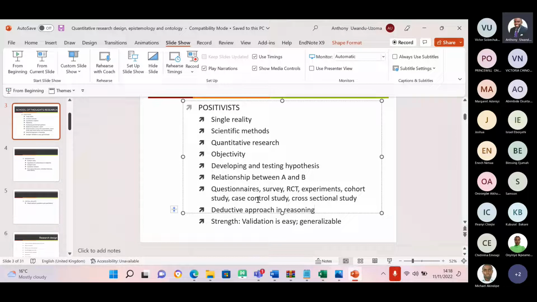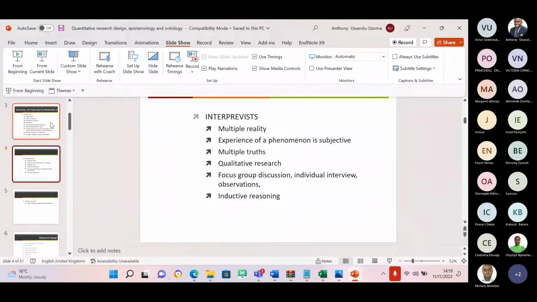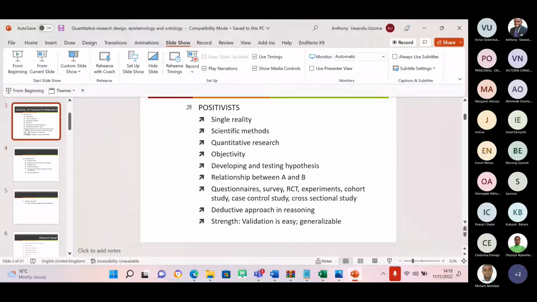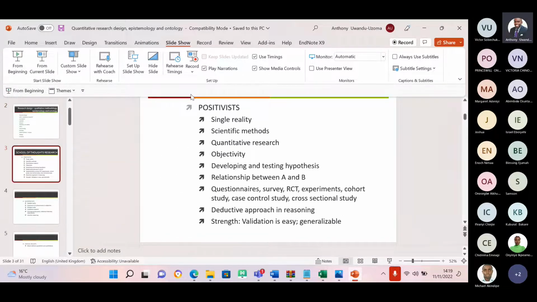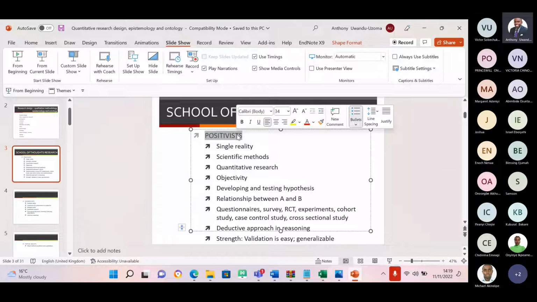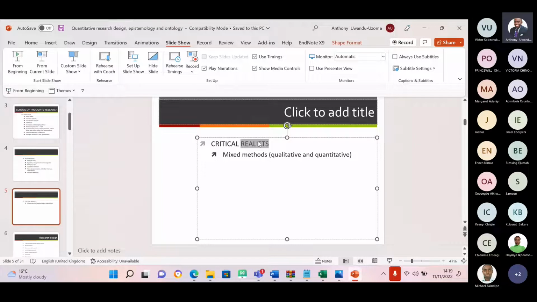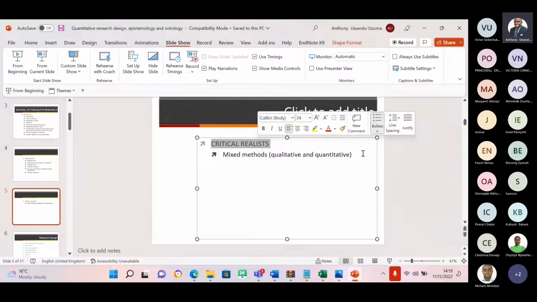Okay, based on a case, you now generalize. But these people here, the interpretivists, here you have inductive reasoning. Okay, so you need to know the domain of your research. So now, having known what research philosophy is, this is your research philosophy: you have positivist, you have interpretivist, and then you have critical realist. This is the domain of mixed methods.